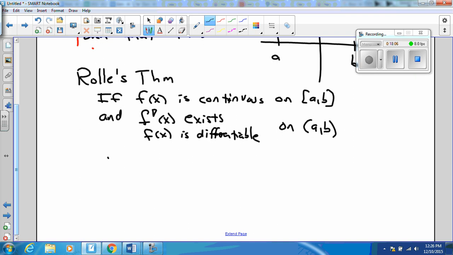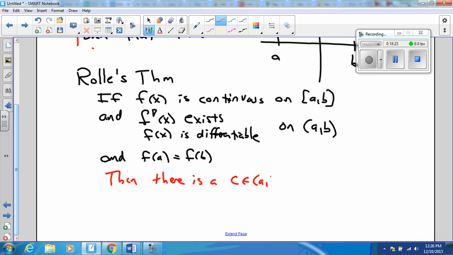So if those two conditions are met, and finally, if f of a is equal to f of b, if all three of these conditions are met, then there is a c in the interval a to b such that f prime of c is equal to 0. Rolle's theorem is a guarantee of horizontal tangents.